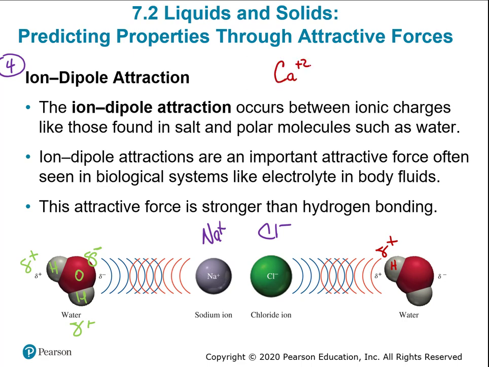calcium +2, chloride with a negative, magnesium +2, potassium with a positive. All of those ions are dissolved in body fluids because they have a charge, and that allows them to interact with water. Whether they're positively charged or negatively charged, water can interact with all of those.